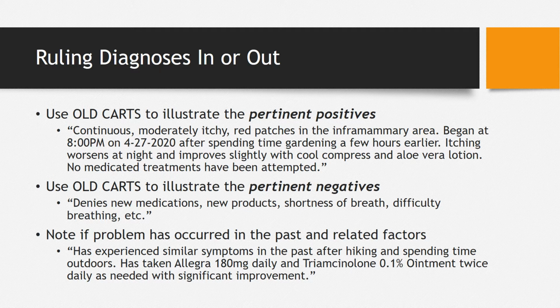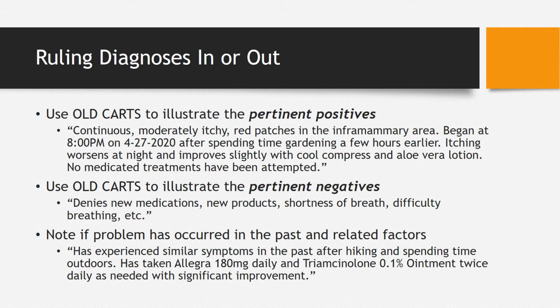The HPI is important because it allows the provider to start ruling a diagnosis in or out. You can use OLD CARTS to illustrate the pertinent positives, or what is actually happening with the patient. For example, continuous, moderately itchy red patches in the inframammary area that began at 8 p.m. on April 27th after spending time gardening a few hours earlier. Itching worsens at night and improves slightly with cool compresses and aloe vera lotion. No medicated treatments have been attempted.